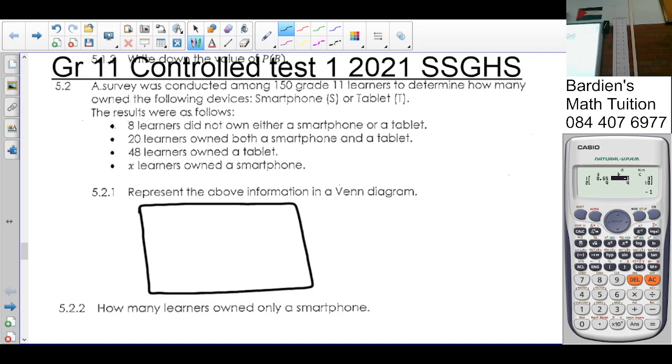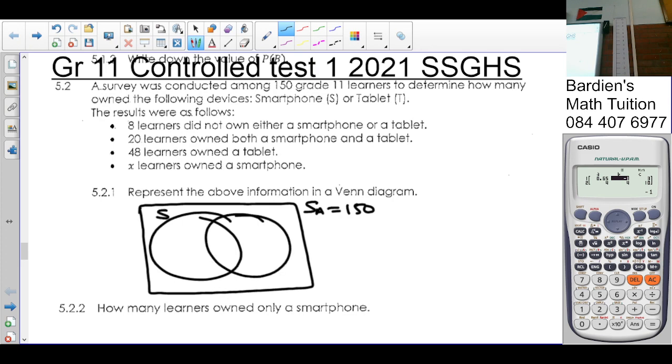Okay, we have a sample space. You could say a survey was conducted amongst 150 grade 11 learners. So again, we're going to overlap it, the smartphones and tablets. Okay? So they say the results were as follows. 8 learners did not own either a smartphone or a tablet. That means to say that 8 doesn't belong to either of these two sets here. So that means 8 is on the outside.